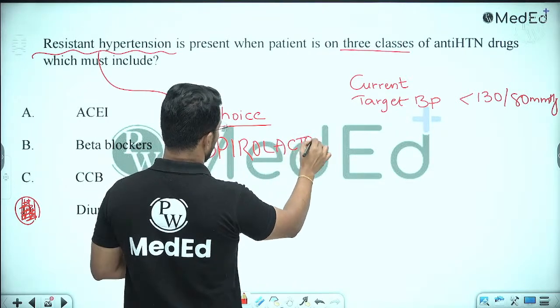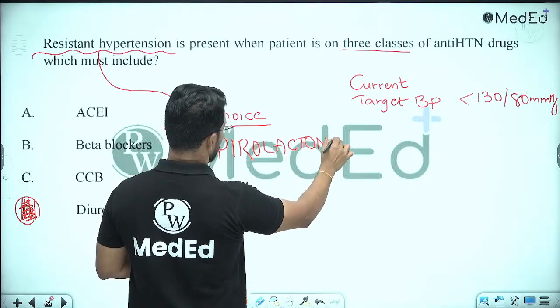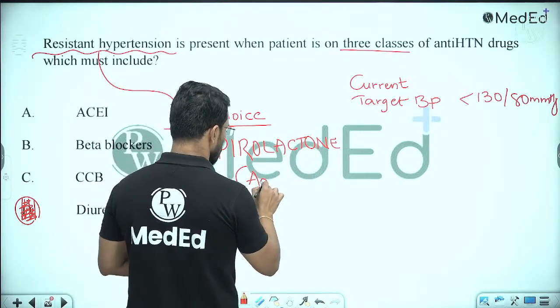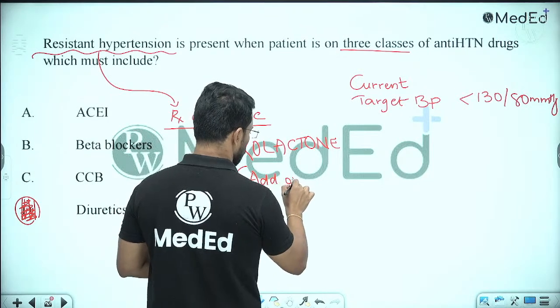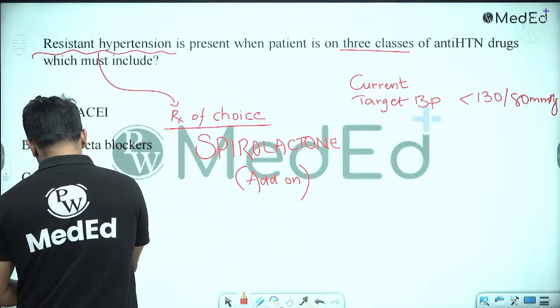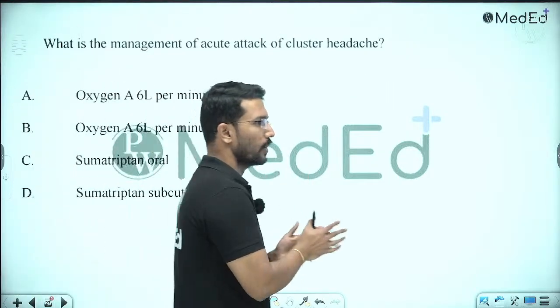It doesn't mean that you will treat only with spironolactone. You will continue with the other 3 drugs you are already using. Spironolactone will be considered an add-on. You add it to the current regimen if you encounter resistant hypertension. The answer here should be diuretics. Okay, now going to the next question.